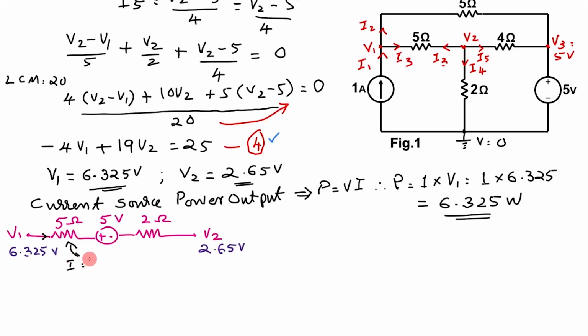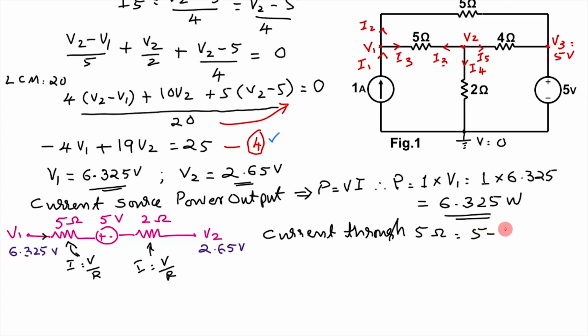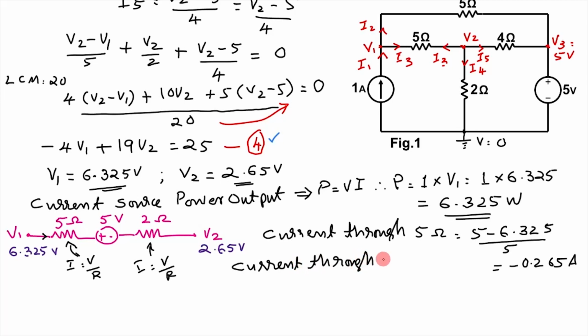Current flowing through 5 ohm is I is equal to V by R, that is this 5 minus 6.325 divided by 5, which is equal to minus 0.265 ampere.